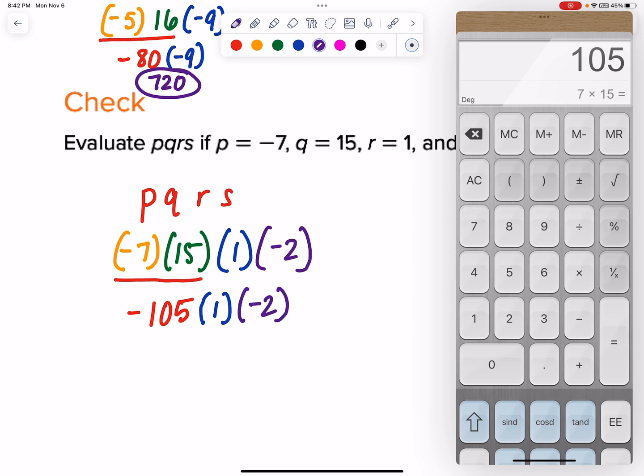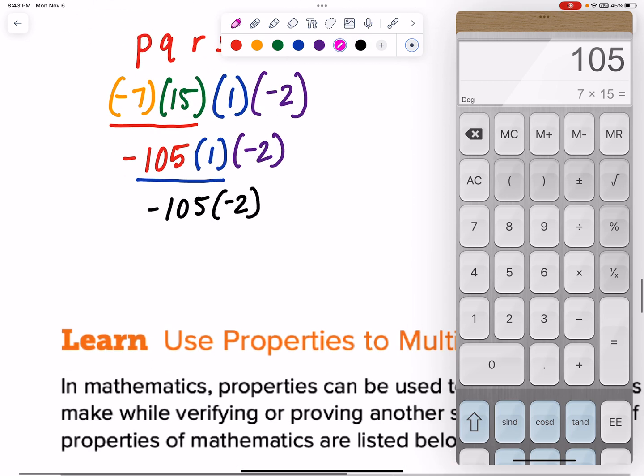Okay, now we'll do the next one. 105 times 1. I hate to love, though, so it's negative. And so we have -105 times -2. Let's go ahead and finish that off. So that's a negative times a negative, which is a positive. I hate to hate. So 105 times 2 should be 210.